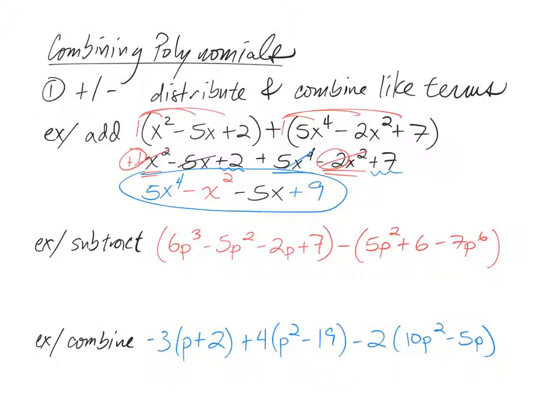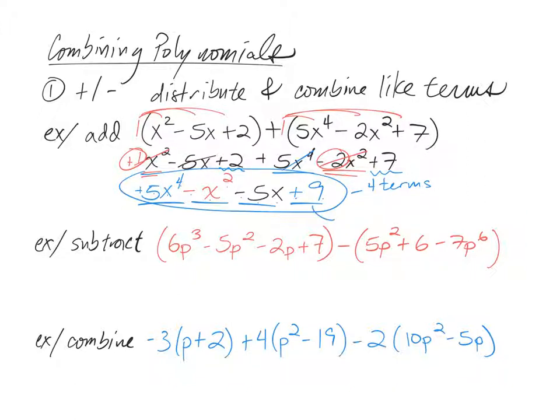So from the previous page, we can talk about how many terms. This has 4 terms because we have a sign, a coefficient, a variable with an exponent. That's 1. We have a sign, a variable, and an exponent. That's 2. We have a sign, a coefficient, and a variable. That's 3. We have a sign and a number. That's 4.